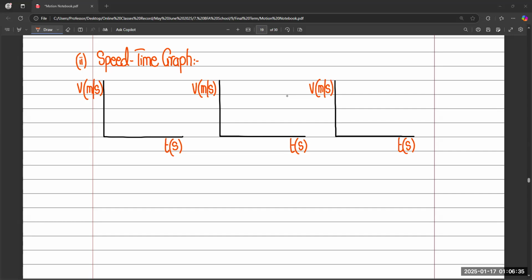Now, the first case: the body is moving with constant speed. So when the body is moving with constant speed, the representation will be a straight line, because constant speed means the value of speed is not changing. So if we consider any value of the speed or velocity, it will be a horizontal line.